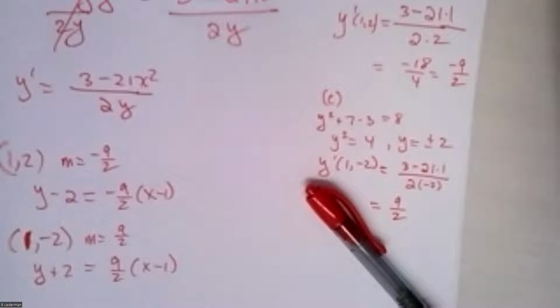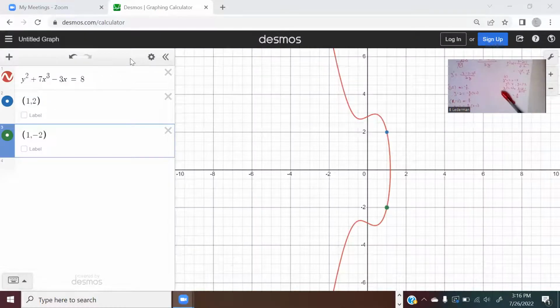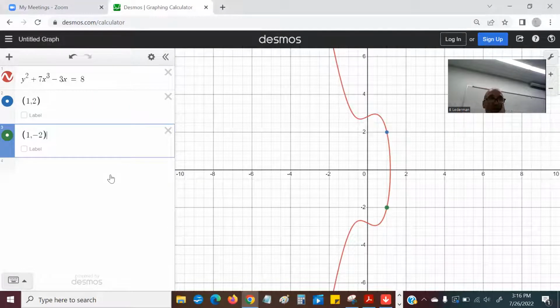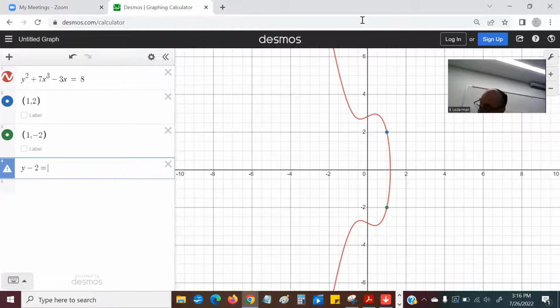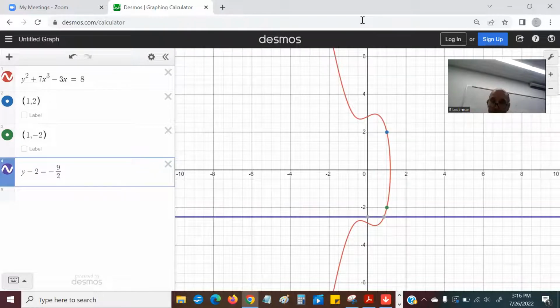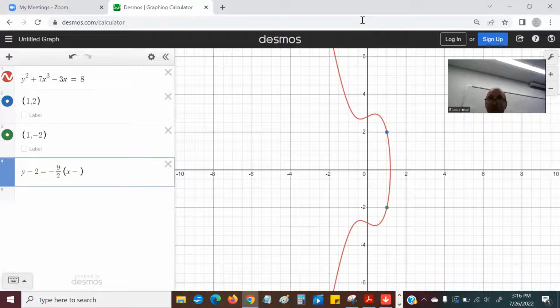And let's go back to Desmos here. And let's switch cameras. Okay, we're all set. So here we are back in the share screen. So I'm going to plug in y minus 2. That's the first one. y minus 2 equals negative 9/2 times (x minus 1). And look at that. Look at that beautiful tangent. We have a beautiful tangent right there.